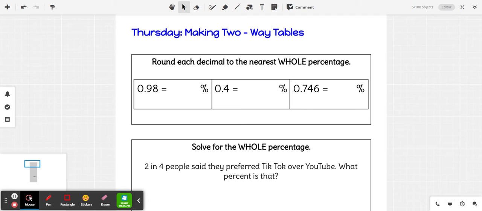Our first decimal is 0.98 or 98 hundredths. What we want to do is take this decimal and move it 2 places to the right. 1, 2, and it will go right next to that 8. So notice how now our numbers are on the left-hand side of that decimal. That means our 2 numbers here are now whole numbers, and our percentage is 98%.